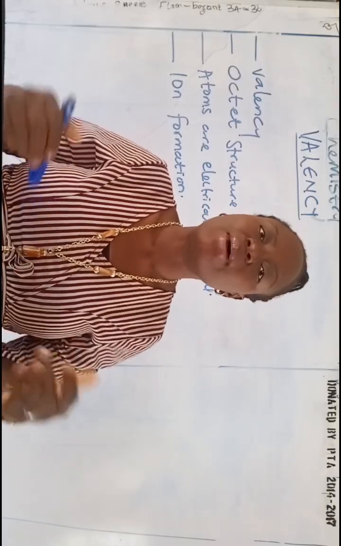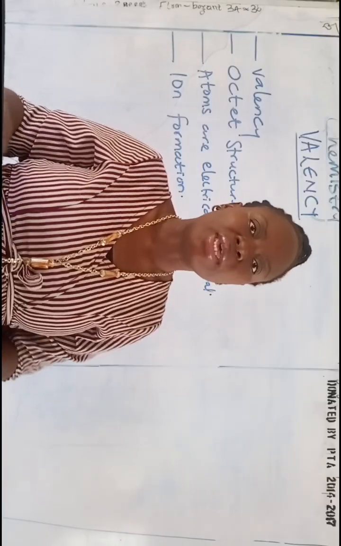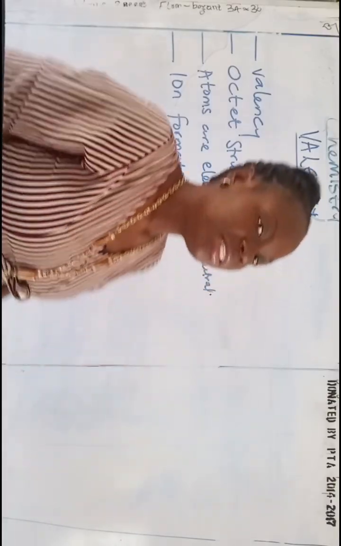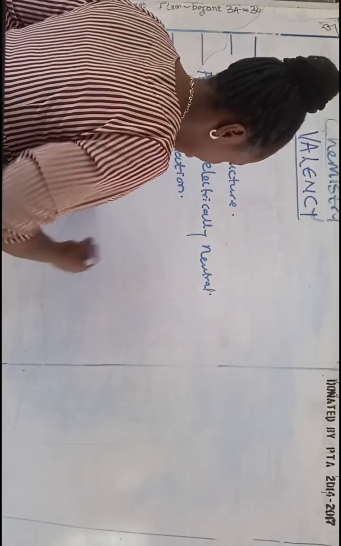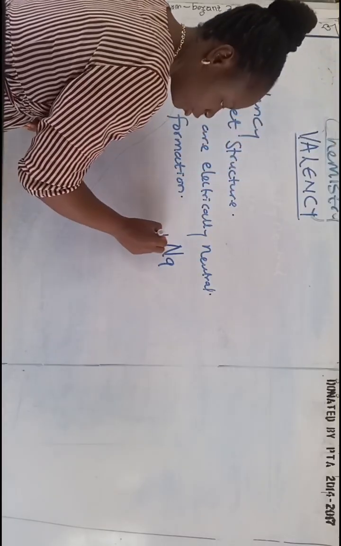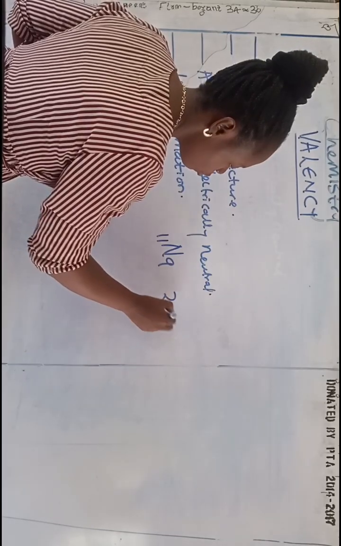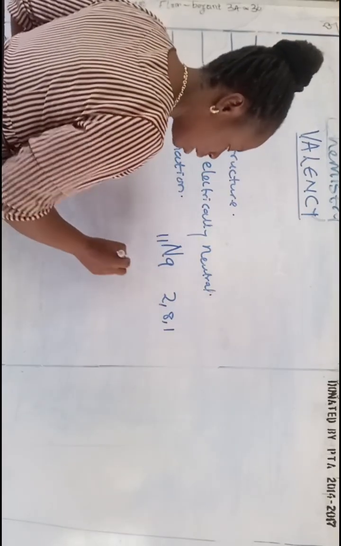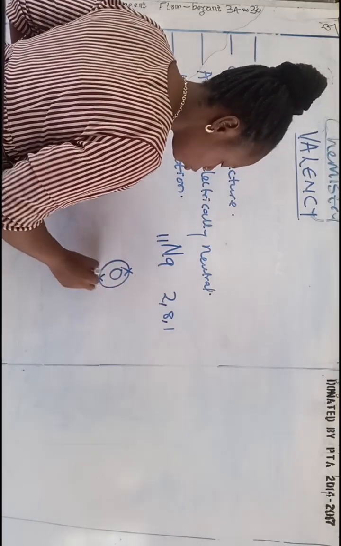The last time when we did our key element shell, I showed us how we can break down our electrons into shells. Let me use sodium as a typical example. Sodium is 11 on the periodic table. So if I'm going to break it into shells, I'm going to have 2, 8, 1. Let me just draw the shell. This is the nucleus.